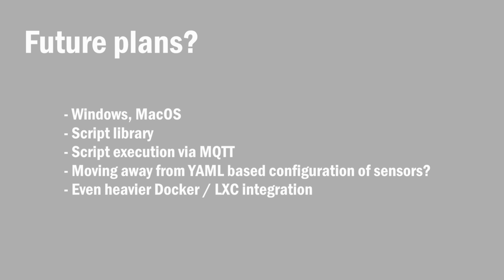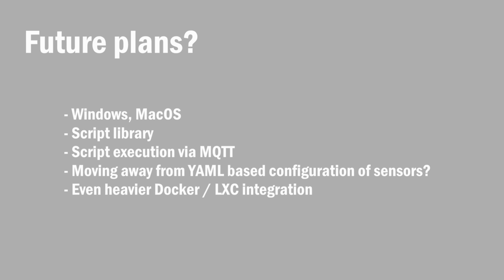Next is a feature I would really like to add: script execution via MQTT. So basically it's a reverse operation. It should provide you a way to execute scripts on the host by sending MQTT messages to Sensible. This could be useful, for example, for controlling your containers or services.